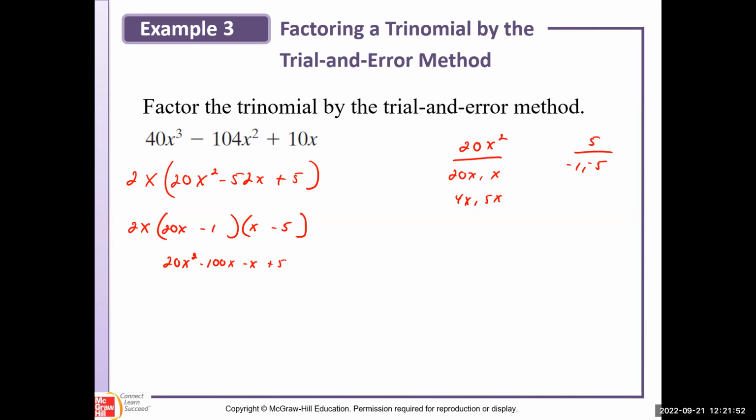And so at this point in time, I tried all the possibilities, right? So I tried the 4x and the 5x, that didn't give me my 52x. I tried the 20x and the x, that didn't give me my 52x. And so therefore, at this point in time, this is factored as much as possible. There's really nothing else that I can do there to get that factored, simply because there are no factors of 20x squared and 5 that are going to give me the 52x that I need.